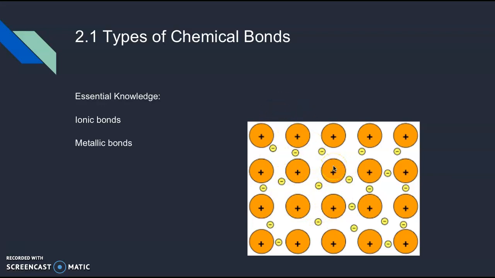The concept with metallic bonding is also called the sea of electrons model, where the electrons are delocalized, as in they're not stuck in any one place. They're free to move around. And that's what gives metals their properties of being malleable and ductile, and they conduct heat and electricity well.